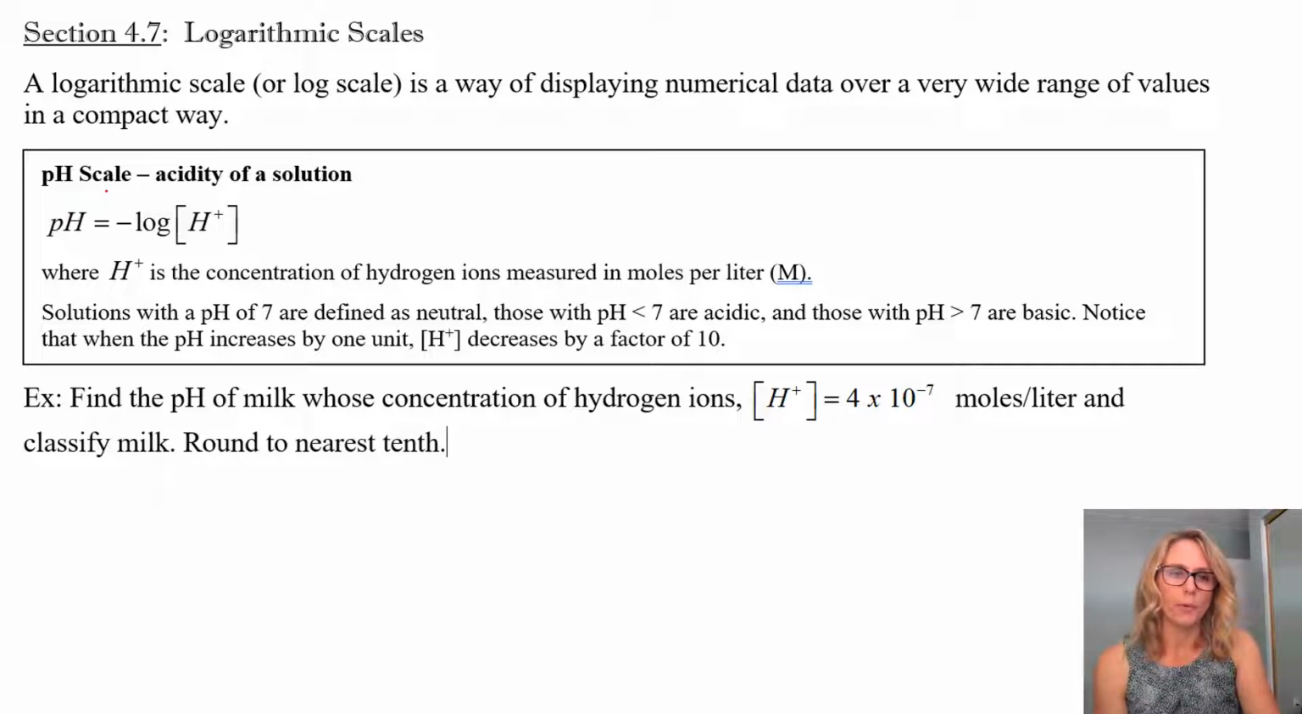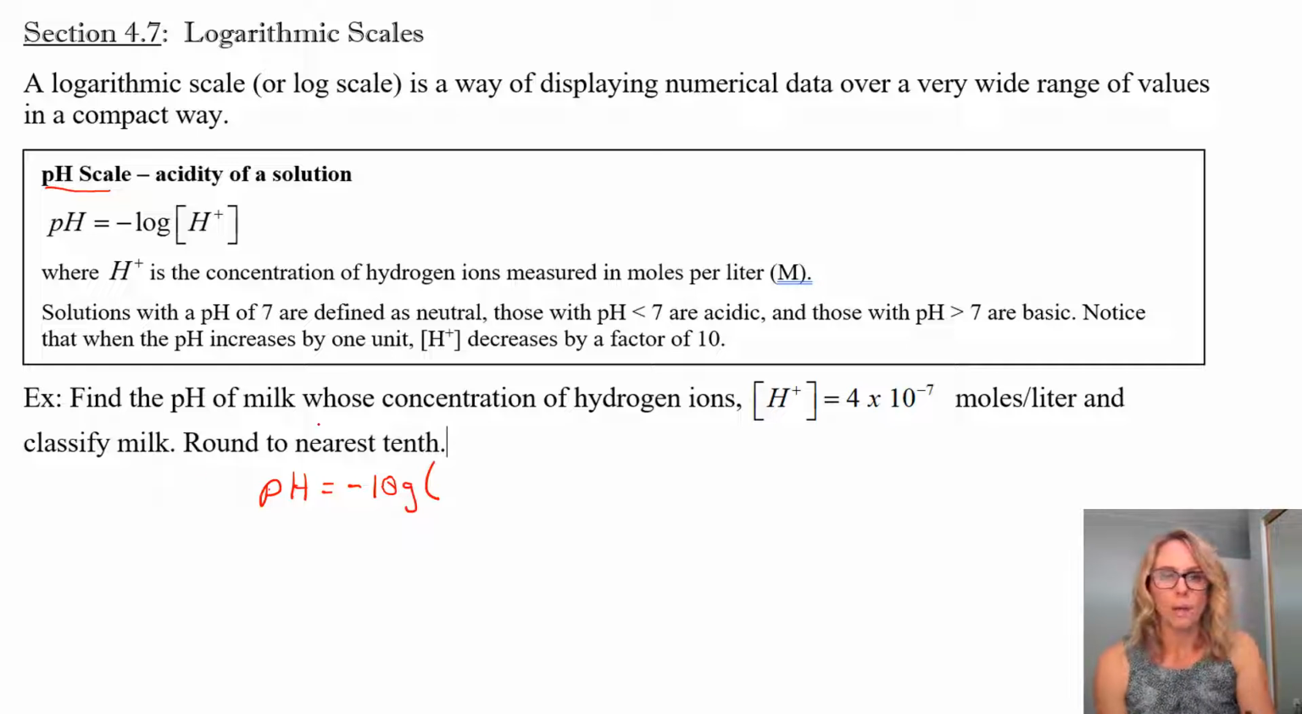So for example, the first one is the pH scale, and that's how acidic different solutions are. So things like lemon juice, you could test the acidity of it. And it's really a simple equation here. It's just pH equals negative log of H plus. And you can see H plus is the concentration of hydrogen ions in the solution. That's really all you need. If you have that, you just put it in there and you can find the pH of the solution.